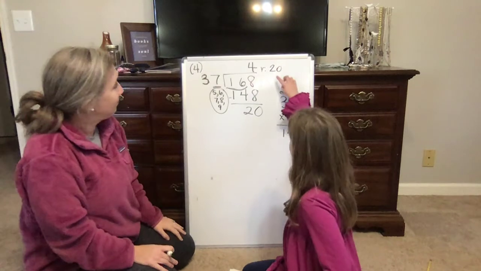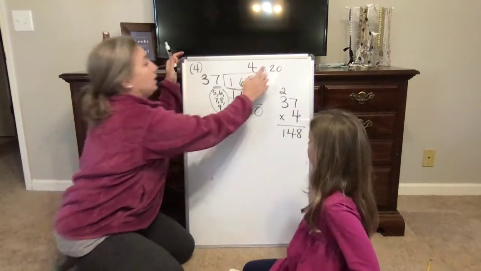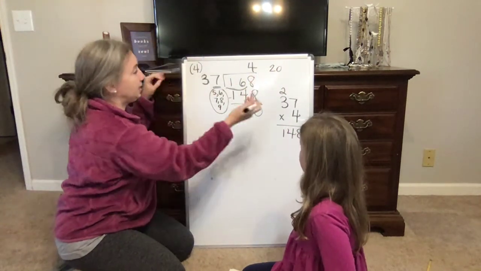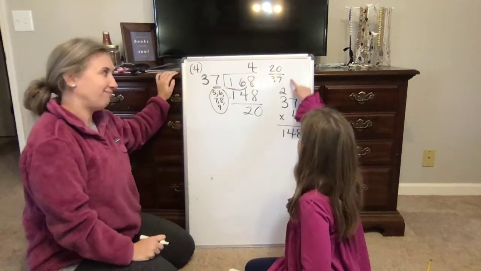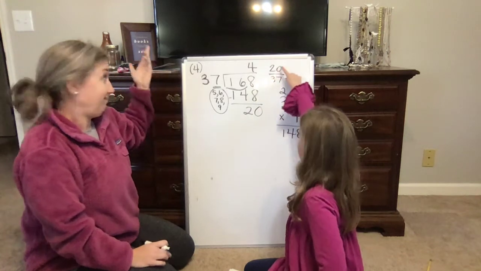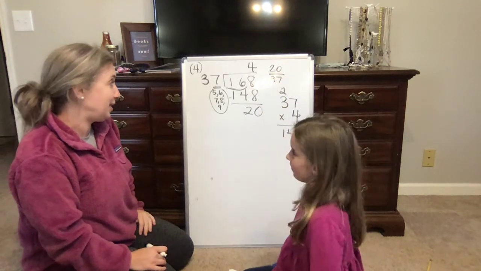But if you wanted to, instead of remainder 20, you could have said 4 and 20 37ths. You can't make that get any smaller.